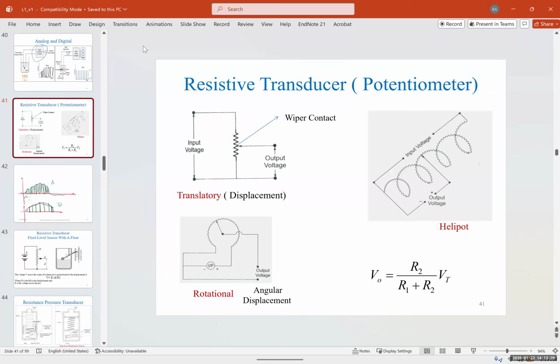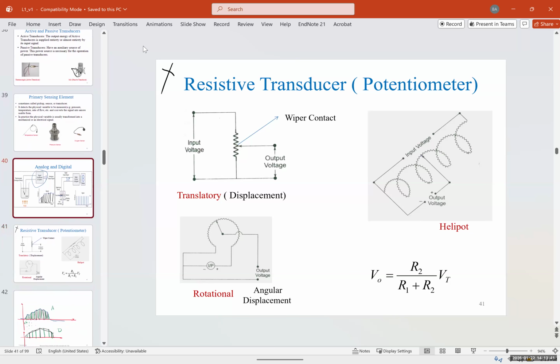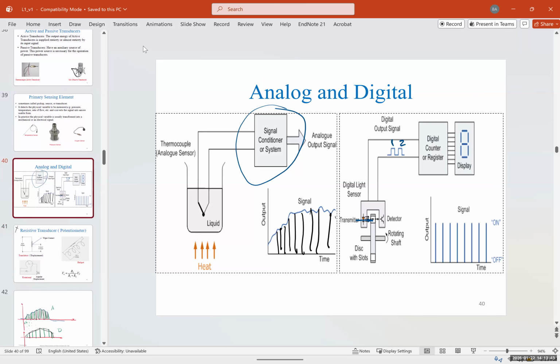Now, this is an example of resistive transducers. I think that's enough for today. Up to here, we don't have enough time to finish this. But just know that analog to digital, and for digital to analog, again, if we connect these together, if this digital signal was like this, we just connect them together and create analog.